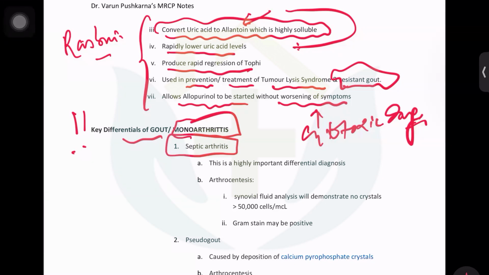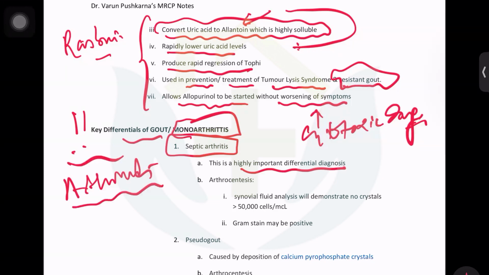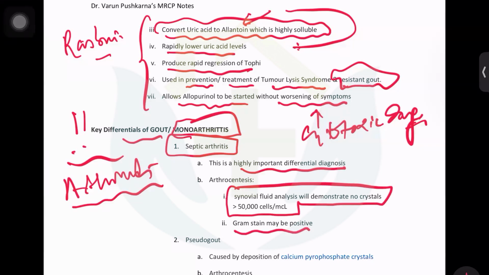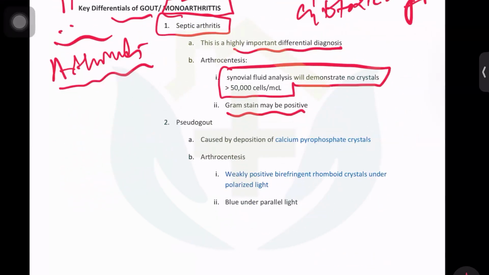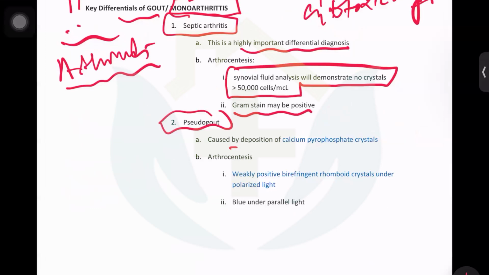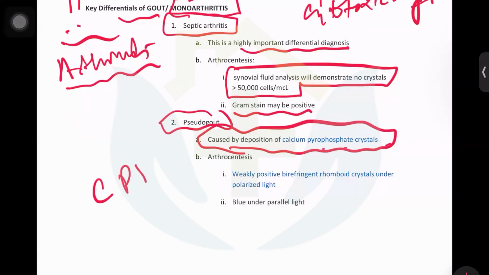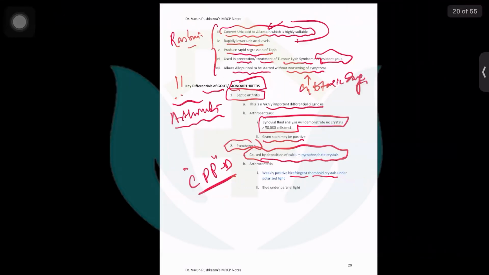Okay. Now, monoarthritis, which is an extremely important differential for gout, starts with septic arthritis. So this is a highly important diagnosis. Again, arthrocentesis is the step of choice. You will have more than 50,000 cells per microliter and the Gram stain may be positive. Pseudogout, we discussed, there is deposition of calcium pyrophosphate crystals, CPP. It gets deposited, becomes CPPD. Weakly positive birefringent rhomboid crystals under polarized light.